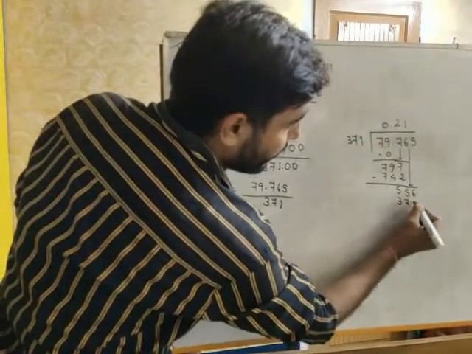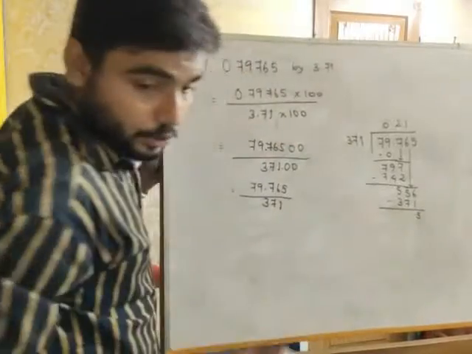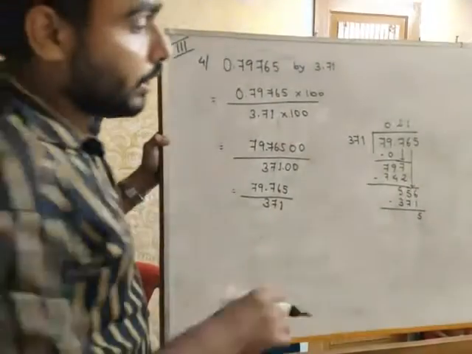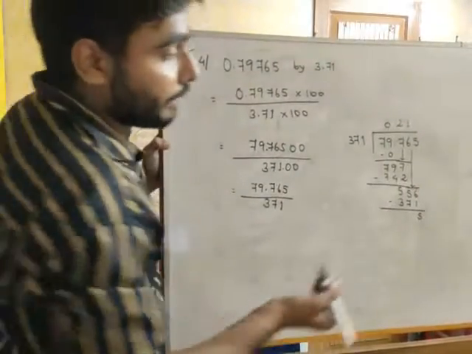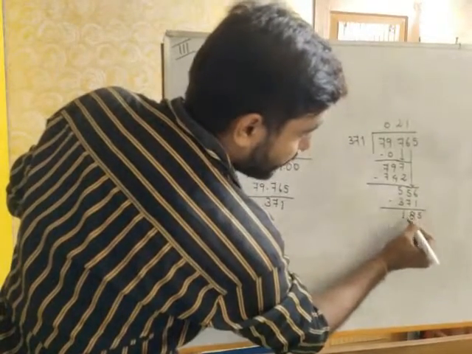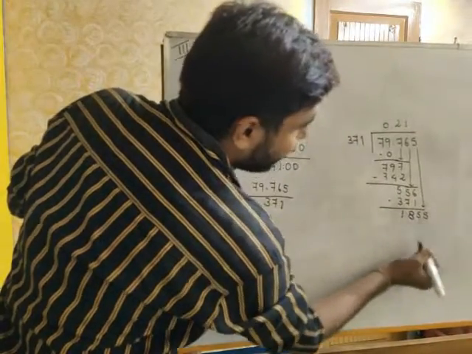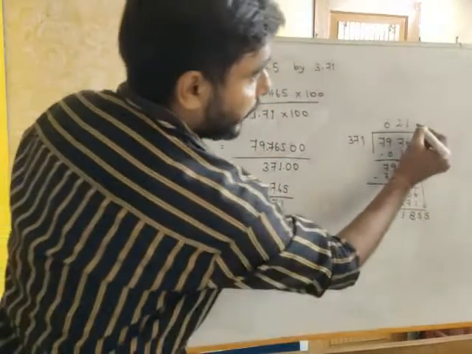So 371. After subtraction, 6 minus 1 is 5. 5 minus 7 is not possible. So I have to borrow 1. 15 minus 7 is 8. And here it became 4. 4 minus 3 is 1. What is the next number? 5. So it will go 5 times.